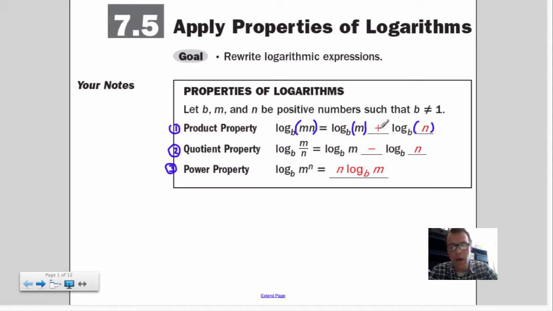Again, add two logs together, we multiply the insides. When you subtract two logs, then you divide the insides. So again, I like to parentheses things. So log of m minus log of n combines into log of m divided by n. And that's called the quotient property. Add logs, multiply. Subtract logs, we divide.